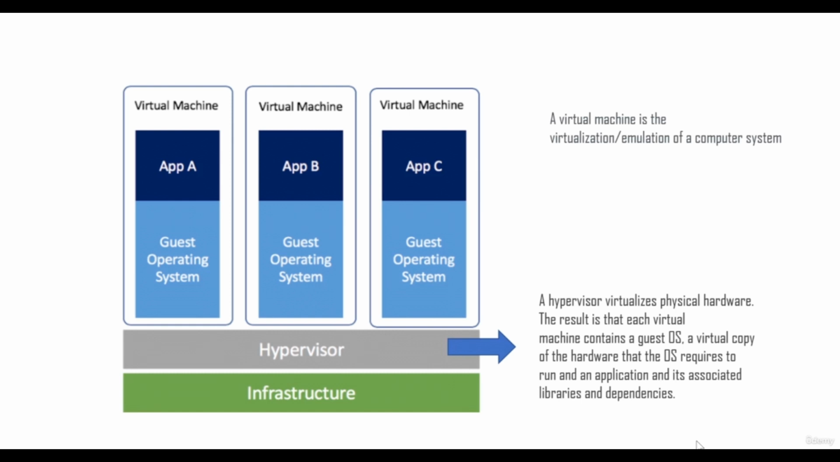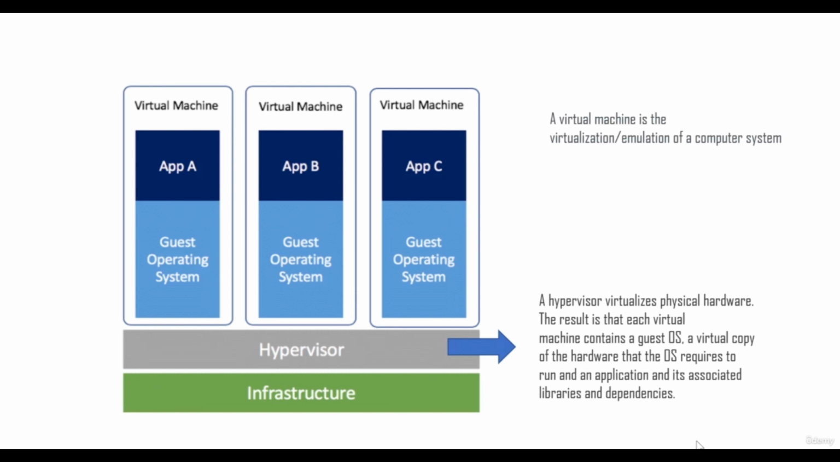So at the bottom is the infrastructure, which includes basically the hardware, things like memory, RAM, etc. Now on top of that, it's basically the most important layer, and that is the hypervisor. So the hypervisor virtualizes your physical hardware. This is a very important thing to remember. The hypervisor virtualizes the physical hardware. So the result is that each virtual machine contains a guest operating system as well as the virtual copy of the hardware that is created by the hypervisor, and that is required by the operating system to run the application and its associated libraries and dependencies.